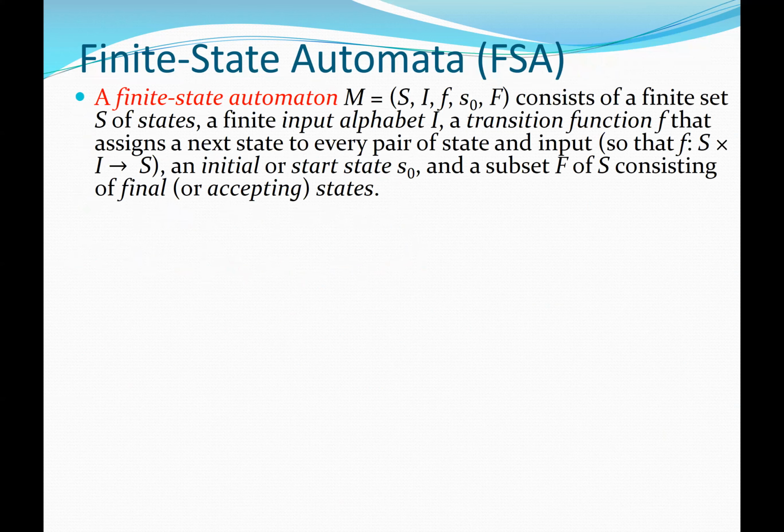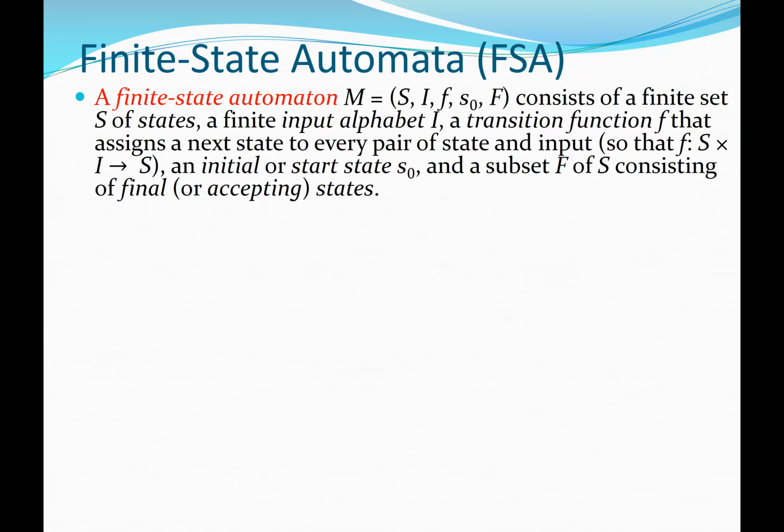Now let's get into FSA. An FSA is a finite state automaton denoted by M. It contains 5 items: S, I, F, S0, and F. Remember, those are the notations that we're going to use for an FSA, a finite state automaton. It will always have those 5.